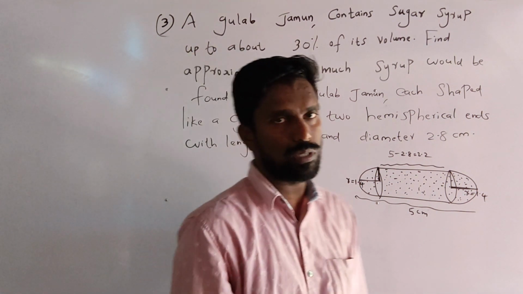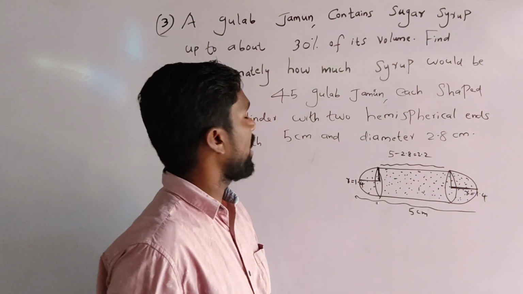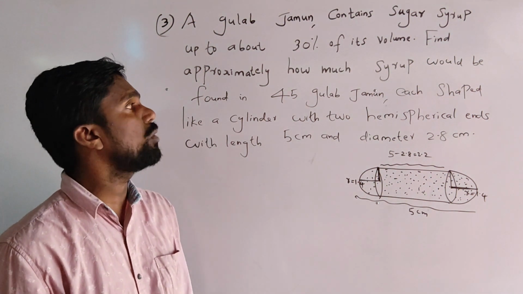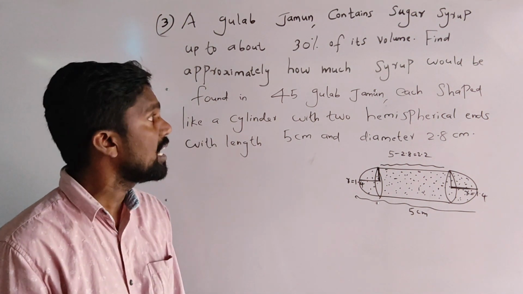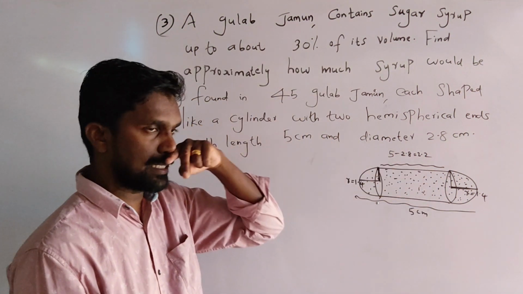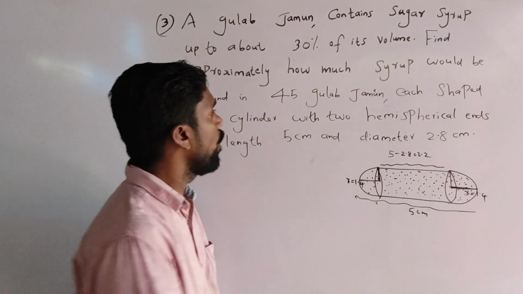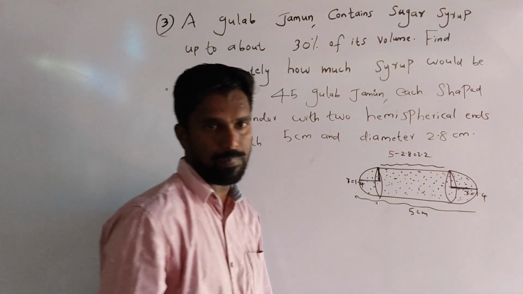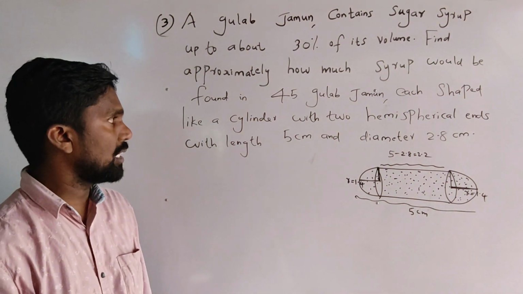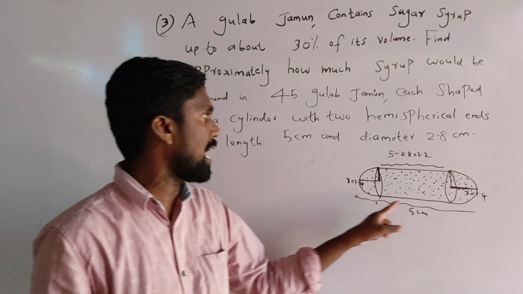So we have to find out 45 gulab jams' sugar syrup. That means we have to find out the sugar syrup in 45 gulab jam. Each shaped like a cylinder. That means each gulab jam is shaped like a cylinder with 2 hemispherical ends. That means 2 hemispheres are attached at the ends. Total length of the gulab jam is 5 centimeter.